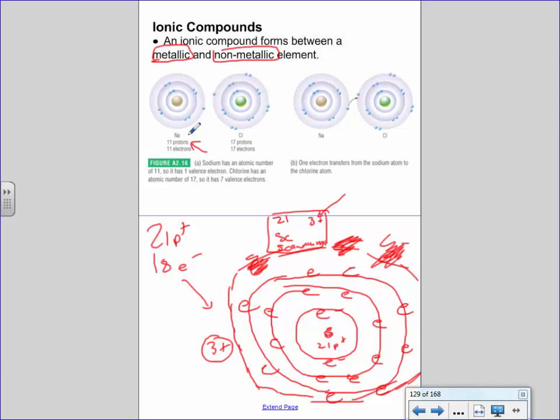Sodium has 11 protons. As an atom, it should have 11 electrons. So in the first little orbital right here, I put 2. Why is it 2, not 5 or 7?